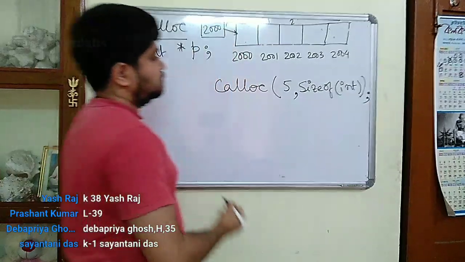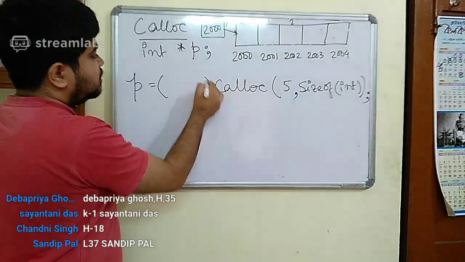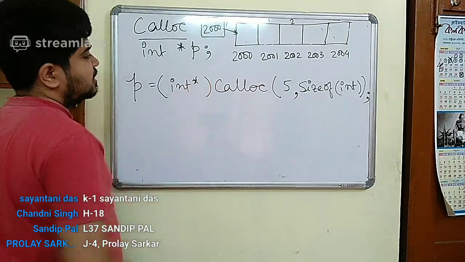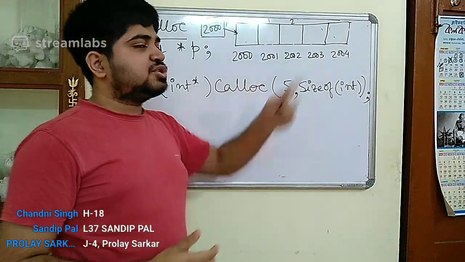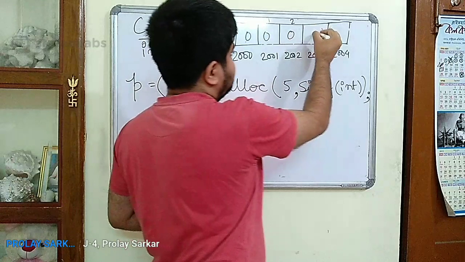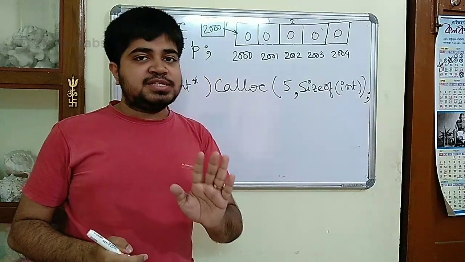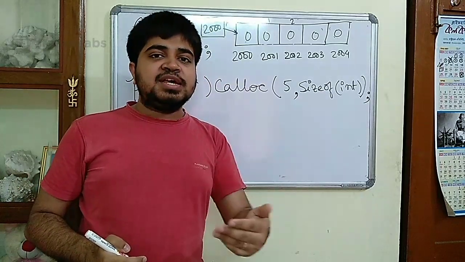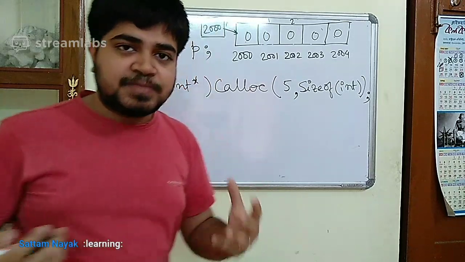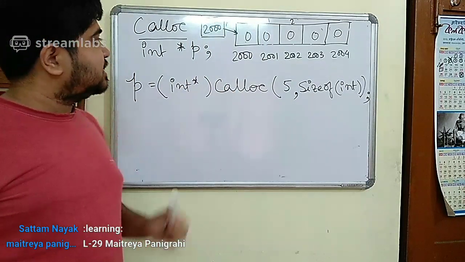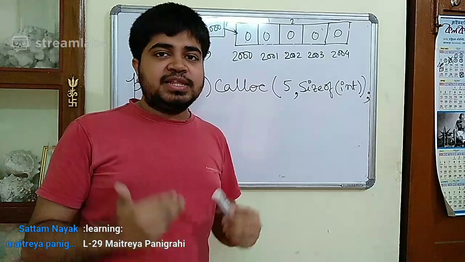Now, 5 such locations of size of int, 2 bytes or 4 bytes, whatever it is. Now we need to typecast it simply, so int star. The difference between calloc and malloc is that calloc initializes every location with 0. So every location will be initialized to 0. But malloc doesn't initialize, so whatever garbage value is there, it is there. But in calloc, every location is initialized with a 0. So this is calloc, another way of dynamically allocating memory.